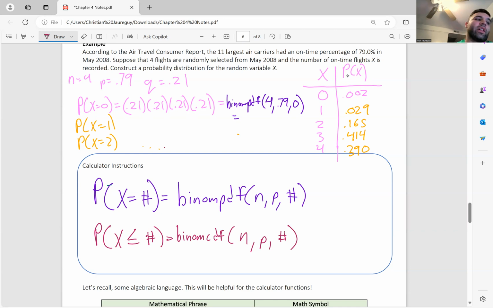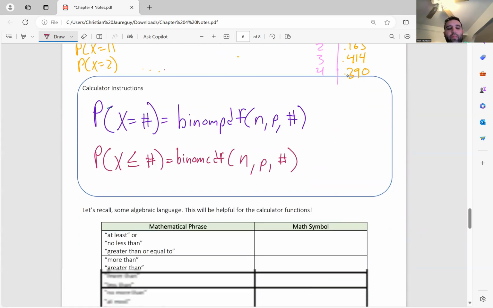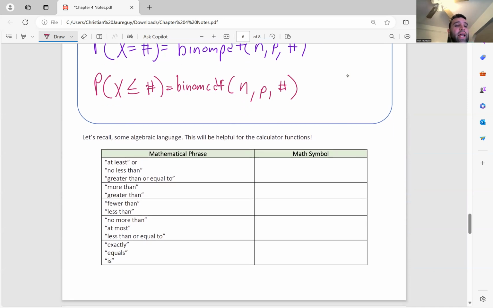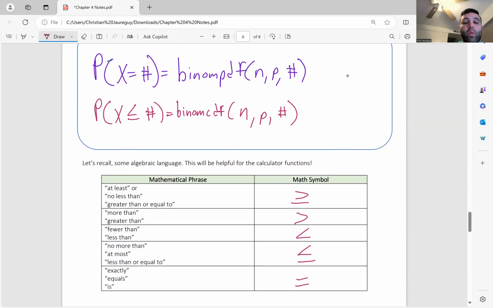And this is where things get a little bit challenging. It is kind of translating the English to the math. It's going to take a second. We're going to make some mistakes, but we will get used to it. So perhaps to help out here, if it says at least, no less than, greater than or equal to, it's right here. That's the symbol you want. More than, greater than, right there. Fewer than or less than, looks like this. No more than, at most, less than or equal to, it's right there. And then exactly, equals, or is that. So if you want equals, you do PDF. We don't use PDF nearly as often as we do CDF. So just something to keep in mind.